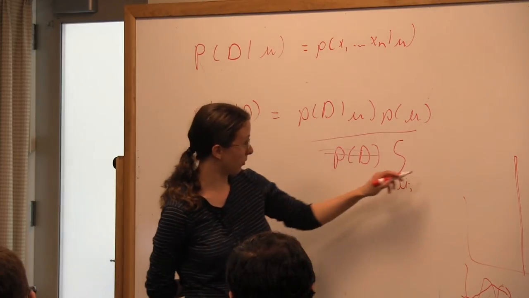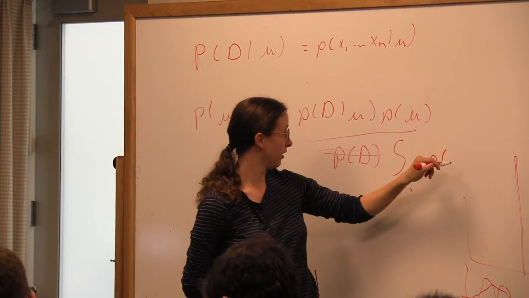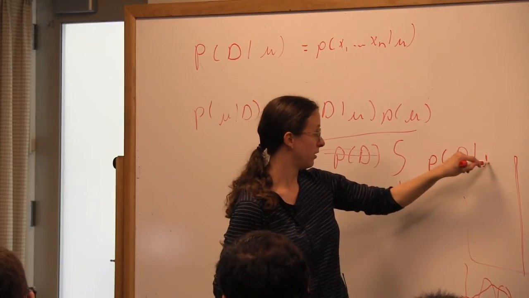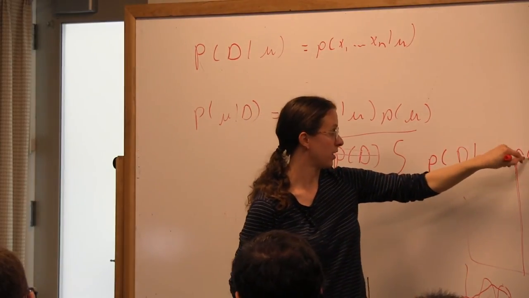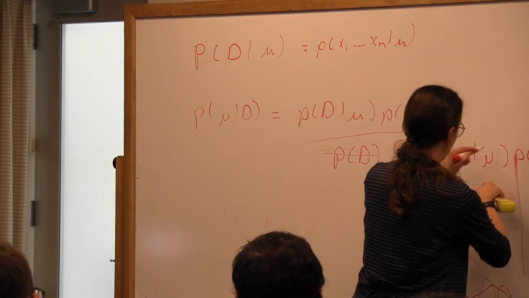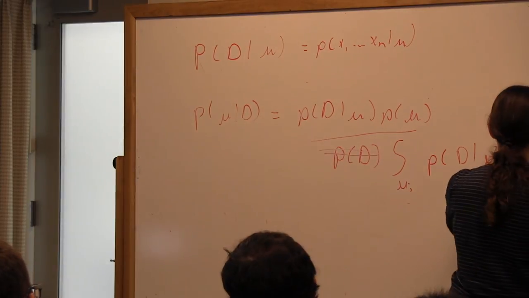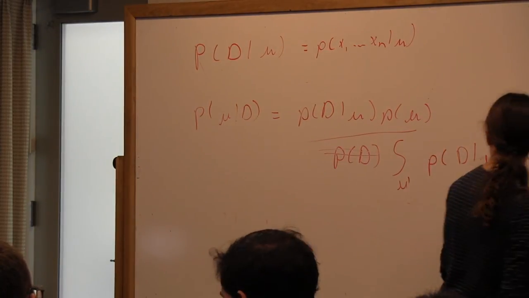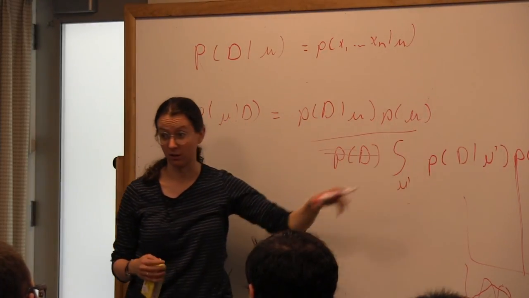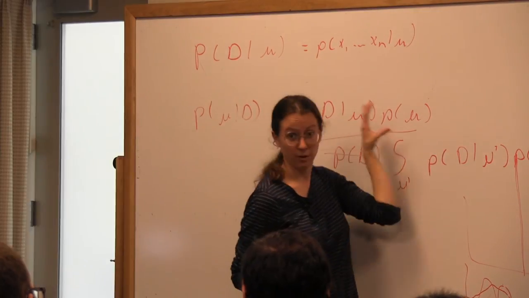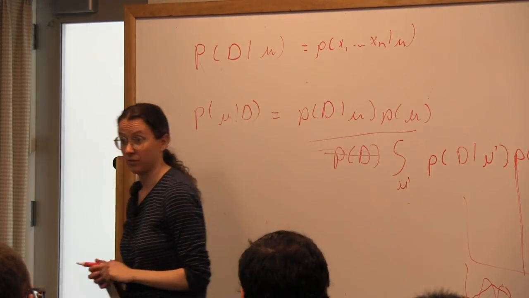We're going to integrate over this the probability of D given mu prime times the probability of mu prime, d mu prime. I should make this a prime. I'm sorry for messing up my superscripts and subscripts. Okay, so this is my normalization constant. And I'm doing this so that this and this can be the same, right? The same functional form. Okay?